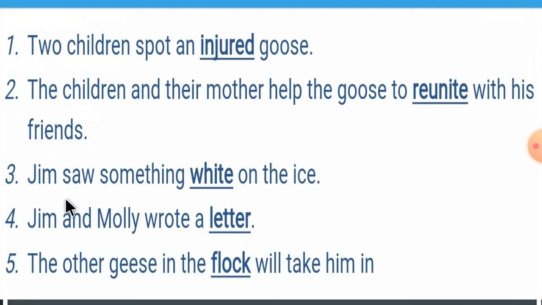Then number 3, Jim saw something white on the ice. Answer is white. Number 4, Jim and Molly wrote a letter. Answer is letter.